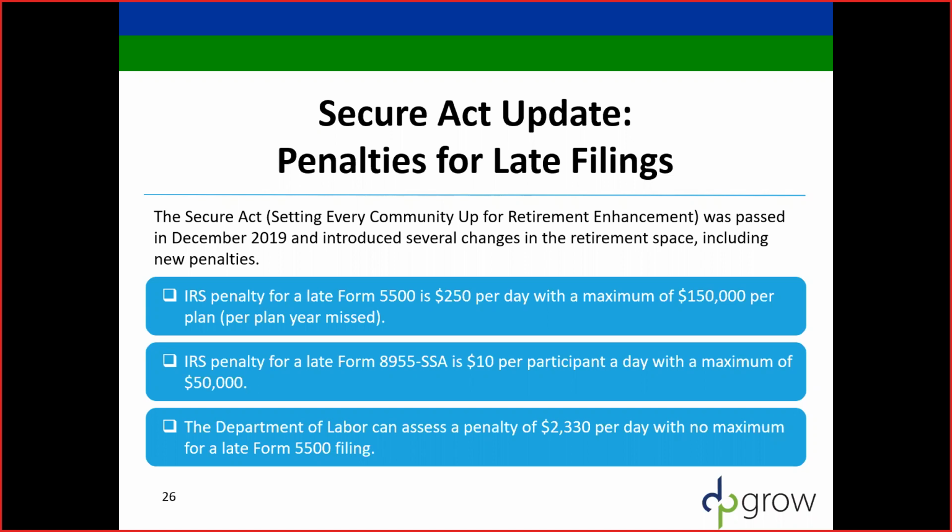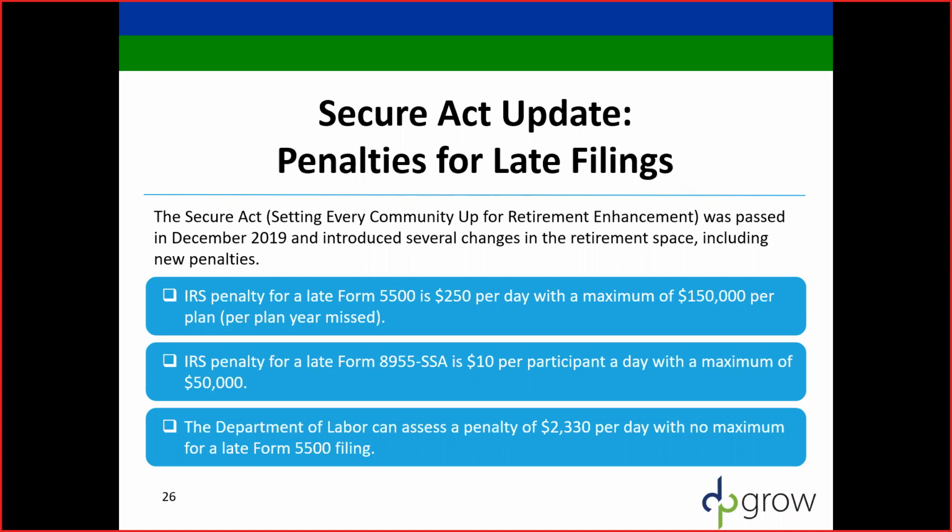But the SECURE Act is a new act that we know came about and was passed in December of 2019. It also introduced several changes in the retirement space, including some new penalties. Here you'll see the IRS penalty for a late Form 5500 is $250 per day with a maximum of $150,000 per year. IRS penalty for that late 8955-SSA form, which I just described, is $10 per participant per day with a maximum of $50,000.